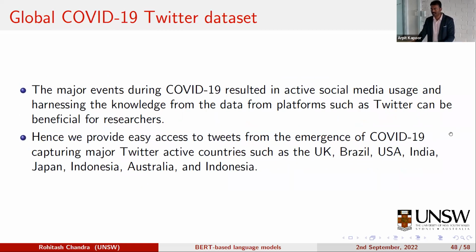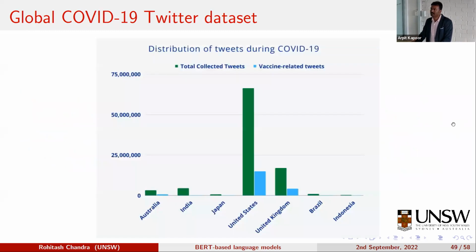So finally, the release of the global COVID-19 Twitter dataset. It was very difficult during COVID-19, and it's good to have a dataset. So we provide easy access to tweets from COVID-19 for some major Twitter-active countries: UK, Brazil, USA, India, Japan, and so on. And thanks to the people involved here, these are the number of tweets. As you can see, the most active country on Twitter is the United States, and this is almost a 20 GB dataset, and around 10 GB is just the United States. And we also have a lot of vaccine-related tweets there.